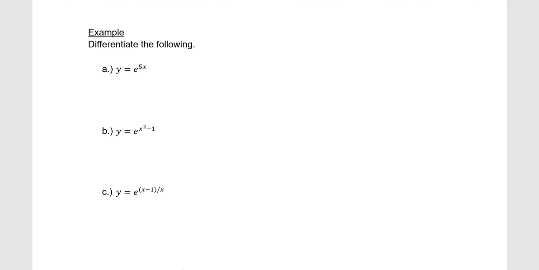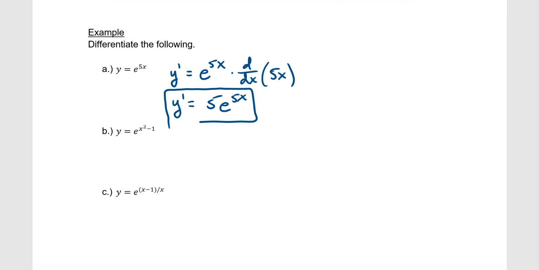Let's differentiate the following. So we want the derivative of e to the 5x. So this is going to be chain rule. You're going to essentially just rewrite what it is, multiply by the derivative of the exponent. So the derivative of 5x is just 5. So y prime is 5 times e to the 5x. And hopefully you get to the point where you can skip this step and you don't have to actually write that out. You can just do the derivative and just write it out.